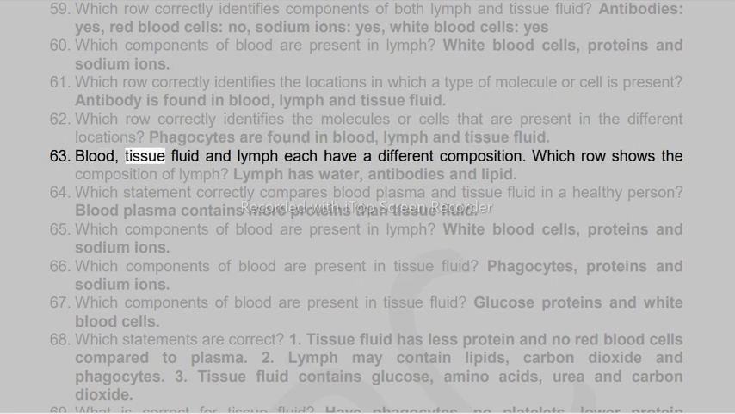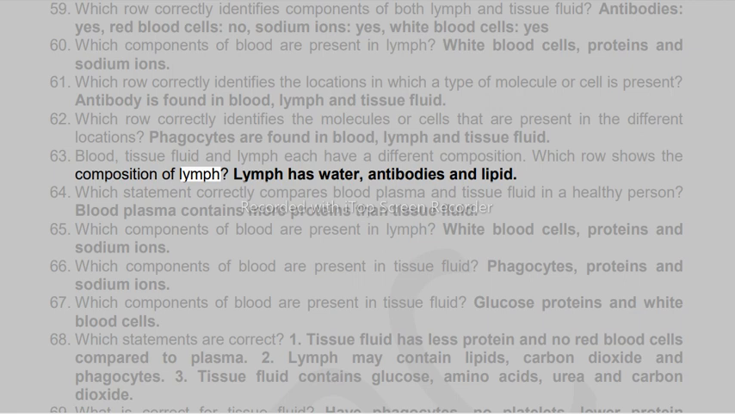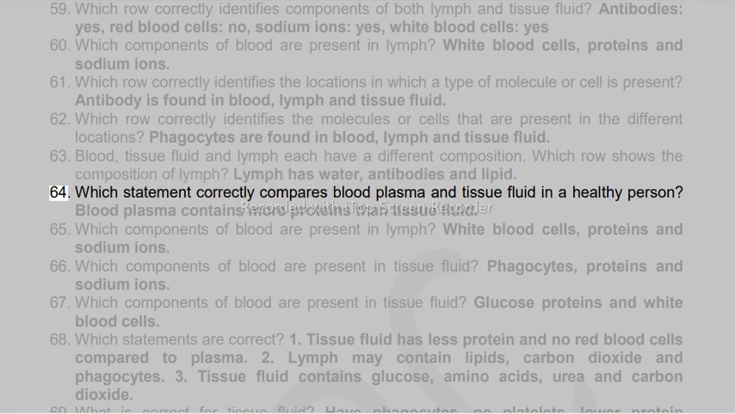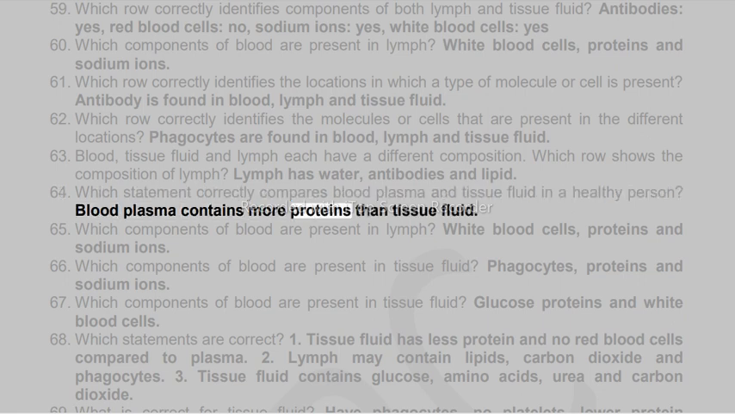63. Blood, tissue fluid and lymph each have a different composition. Which row shows the composition of lymph? Lymph has water, antibodies, and lipid. 64. Which statement correctly compares blood plasma and tissue fluid in a healthy person? Blood plasma contains more proteins than tissue fluid.